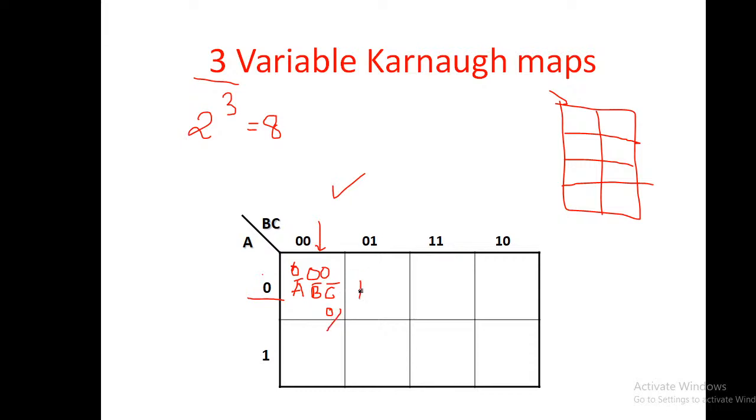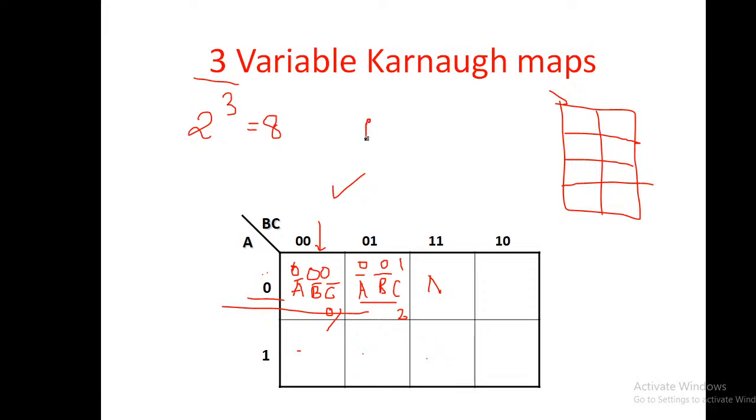For this what will be the value? This will be a bar, then b bar, then c, right? Because this is a is 0. For this row a is again 0. For all the 4 cells a is 0, right? And for these 4 cells a is 1. So for this a bar, then b is 0, c is 1, so b bar c. Next is, so what will be the decimal value of this? It will be 1, right? 0 0 1 means the decimal is 1, so this position is 1.